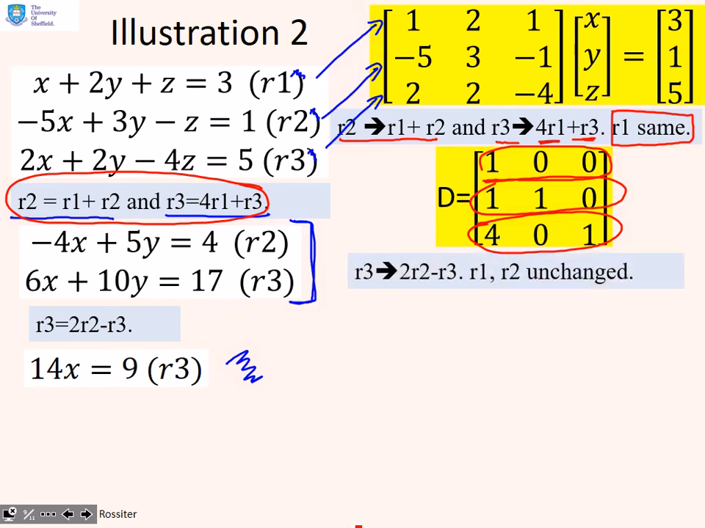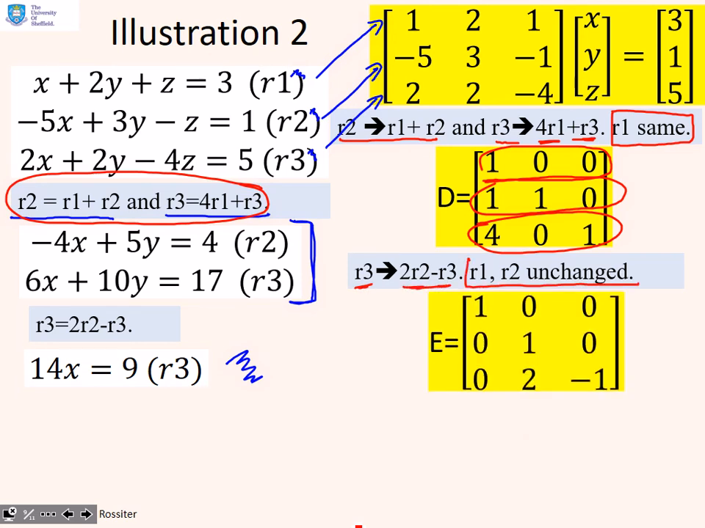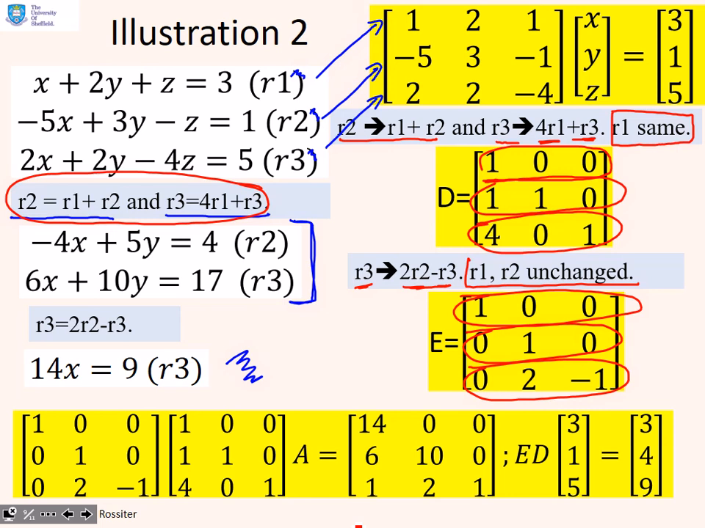Now I'm looking for an operation that says row 3 becomes 2 row 2 minus row 3, and row 1 and row 2 are unchanged. So this is the E that will do it. You can see row 1 unchanged, row 2 unchanged, row 3 is 2 row 2 minus row 3. So now you can see if I write D, E, and multiply these onto A, what has it done? It's created my triangular form. And then I can update the right hand side by doing E times D on the original B, and that gives me my updated right hand side. But the key thing is for you to see that these matrix pre-multipliers are in essence equivalent to row operations.